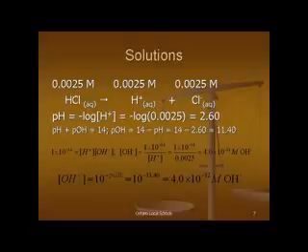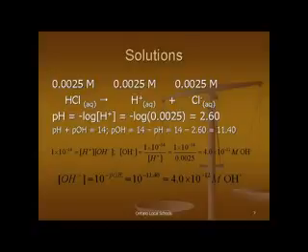Welcome back. Let's take a look at the first solution, the HCl. We have a 0.0025 mole per liter hydrochloric acid solution. We know that this will ionize 100%, so we'll get 0.0025 moles per liter of H+ and 0.0025 moles per liter of Cl-. Now we want to calculate the pH first, so it's the negative log of the H+ concentration. So the negative log of 0.0025 is equal to 2.60.